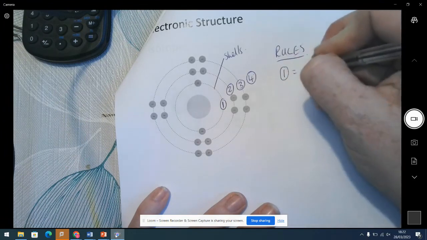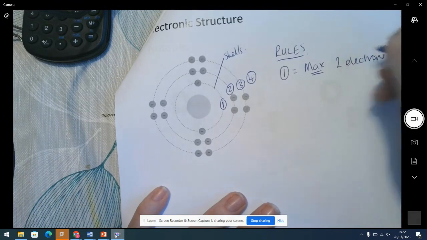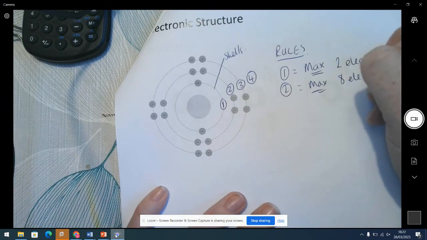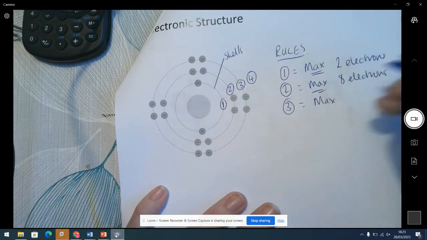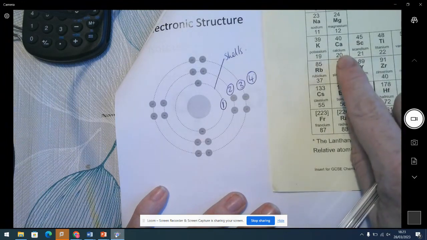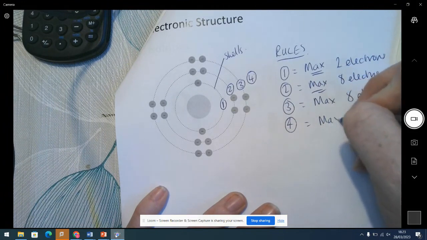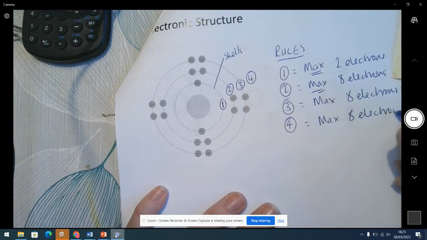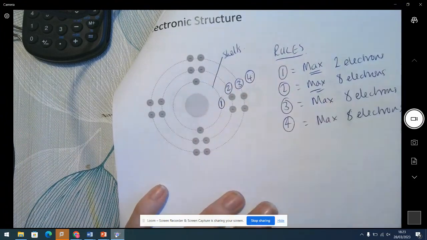So shell number 1 can hold a maximum, okay, of 2 electrons. Shell 2 can hold a maximum of 8 electrons. Shell 3 can hold a maximum of 8 electrons. And as we only need to know up to calcium, okay, shell 4 will hold a maximum, well, we'll say in this case 2, but you can have it up to 8. Okay, so just be aware, this is the maximum number that can go in each shell.